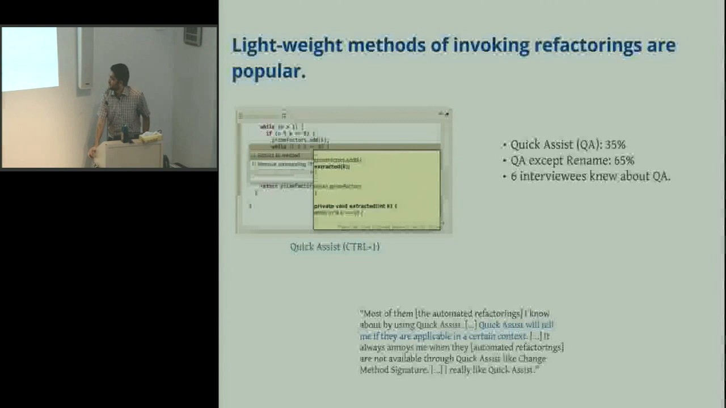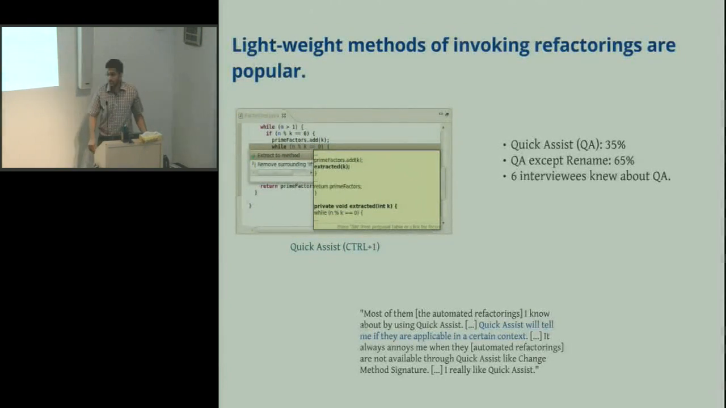perform the refactoring. So just a quick show of hand, how many people have used this feature of Eclipse? Okay, 4 people are familiar, good. So we counted the number of times people performed refactorings using this feature. It turned out that 35% of refactorings were performed using Quick Assist. I should note that Quick Assist does not support all refactorings, but the ones that were supported by it were used 35%.